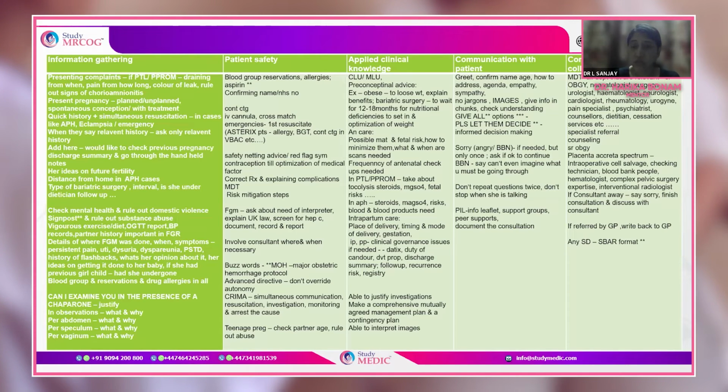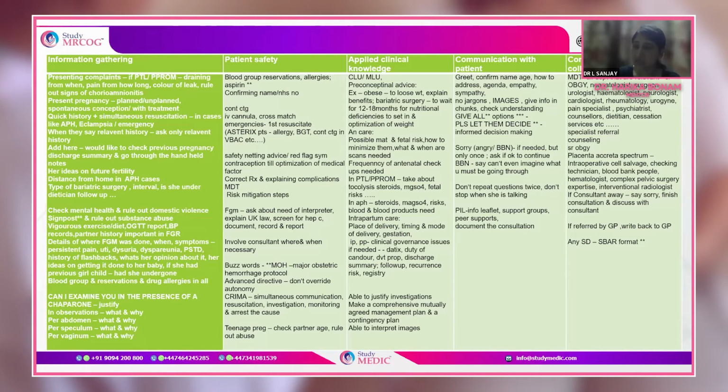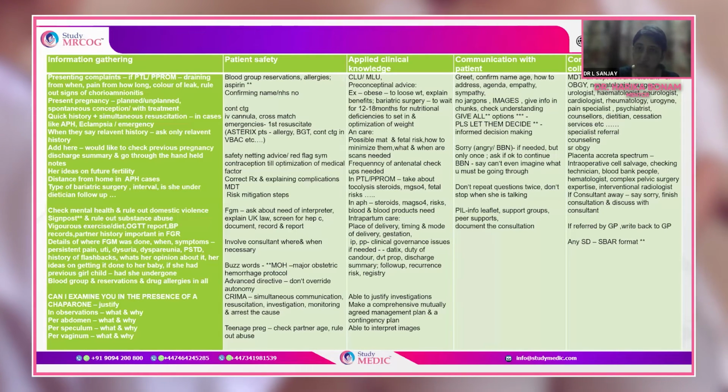Next, coming to the communication with the colleagues, always in communication with the colleagues, MDT is the keyword. Always involve the multidisciplinary team. It will be the senior consultant, senior pediatrician, anesthetist, urologist, cardiologist, pain management, counselors.